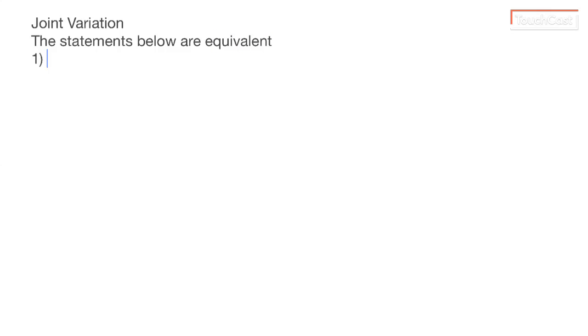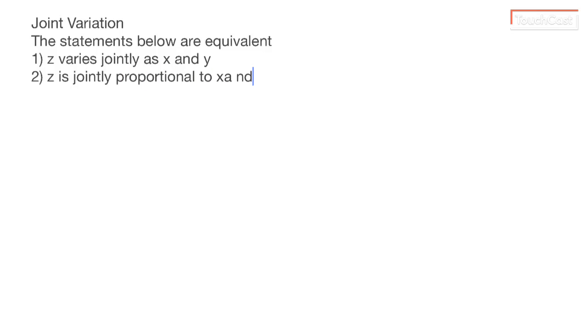First we can say Z varies jointly as X and Y. We can also say Z is jointly proportional to X and Y. And lastly, we can say Z is equal to KXY for some non-zero constant K.